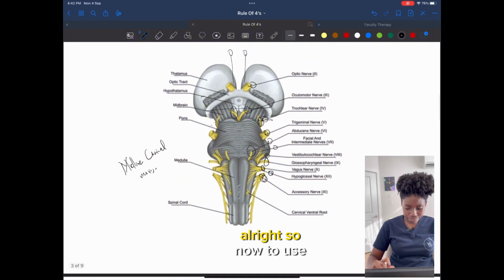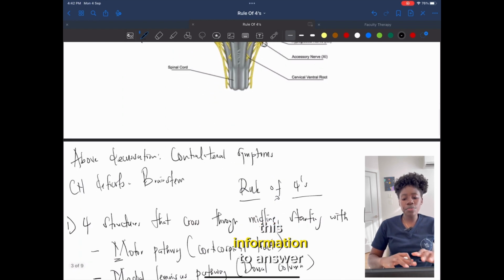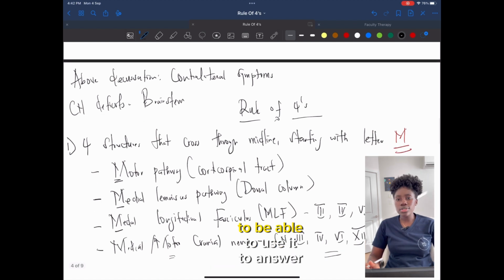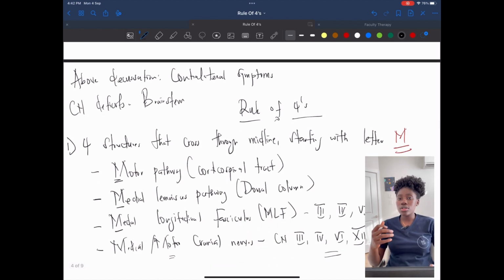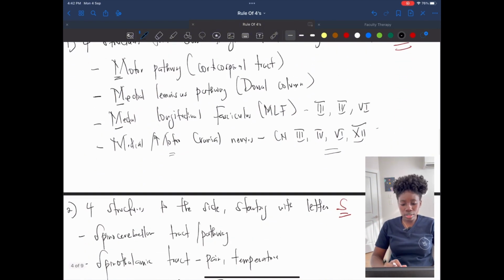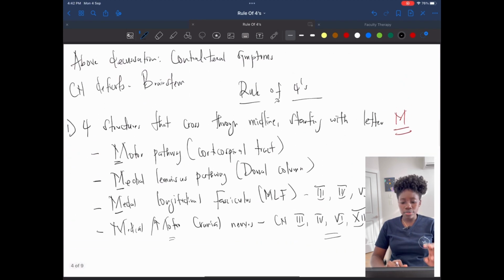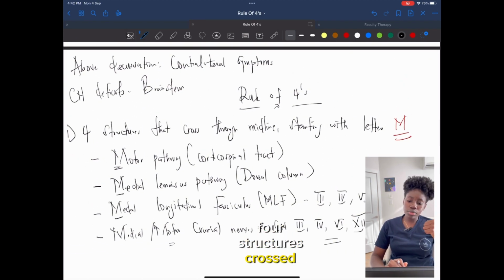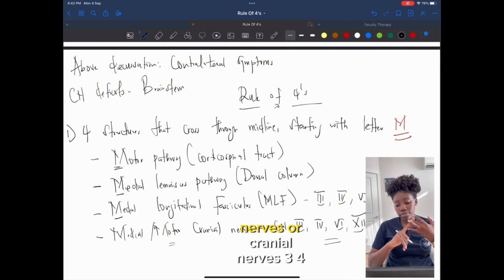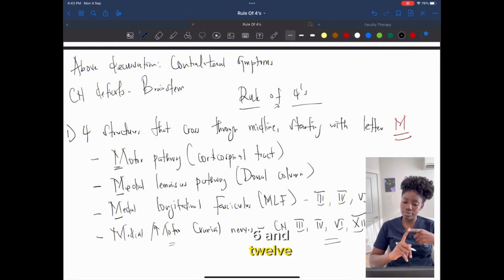All right, so now to use this information to answer questions, this is a bit convoluted, but the idea is to be able to use it to answer questions on stroke and the brainstem vascular syndromes. Some are more common than others, but let's go through that again. First rule of 4: 4 structures cross through the midline, starting with the letter M: motor pathway, medial lemniscus pathway, medial longitudinal fasciculus, and the motor cranial nerves 3, 4, 6, and 12.